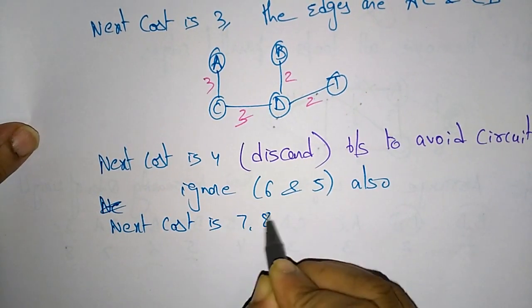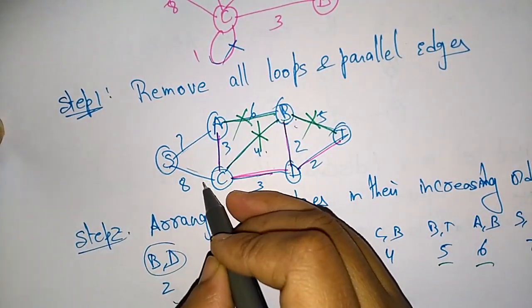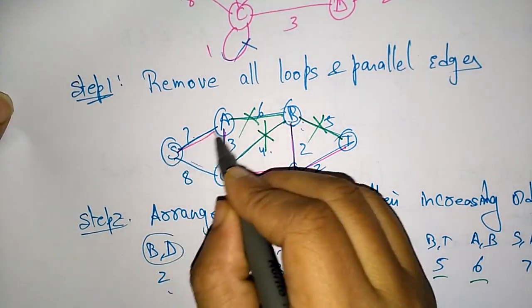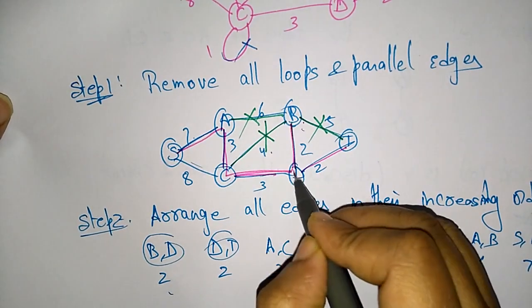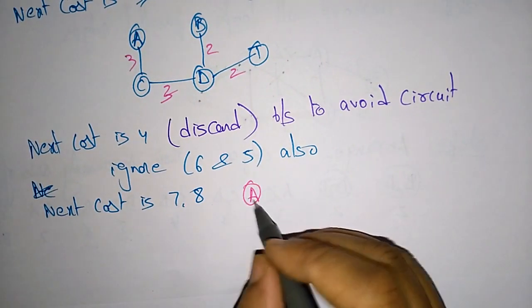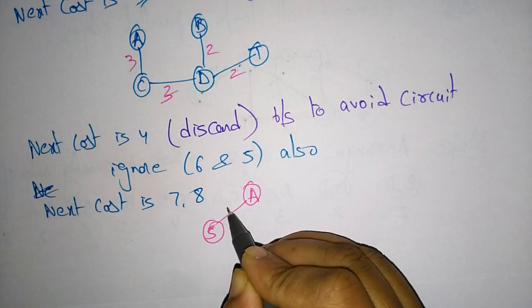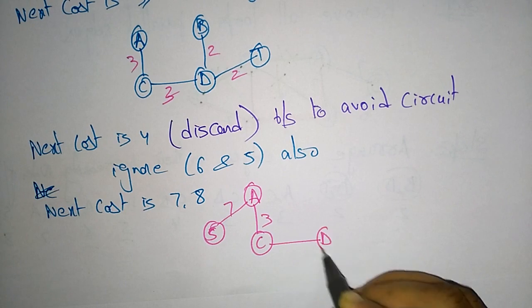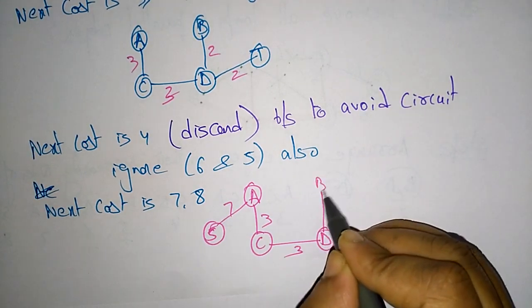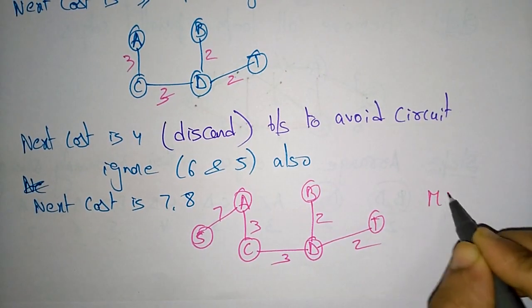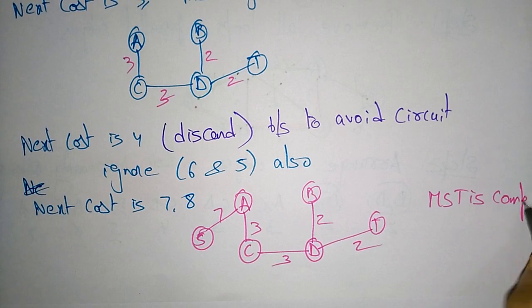Next cost is 7 and 8. Of 7 and 8, which is having the least weight, that is 7. So just select the 7. So now the circuit becomes like this. So the final is A, S, this contains 7, C, this is 3, D, this is 3, and B, this is 2, and T, this is 2. So this MST is completed.